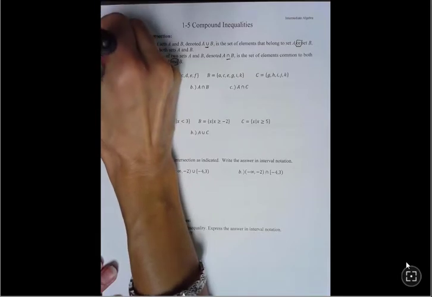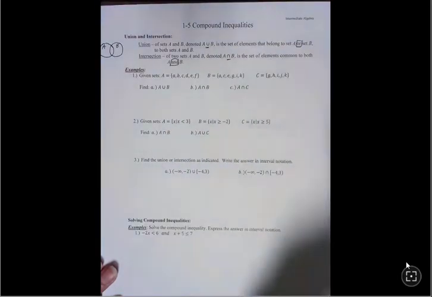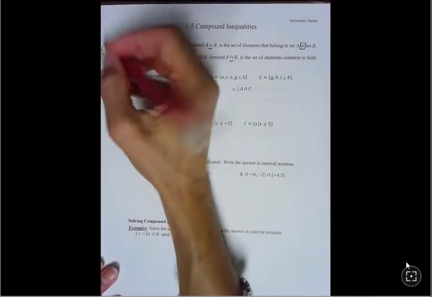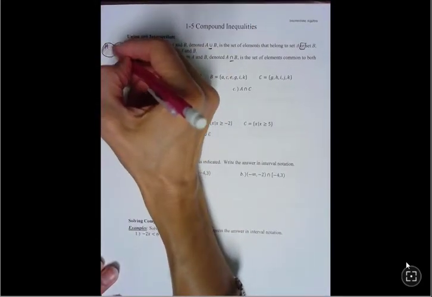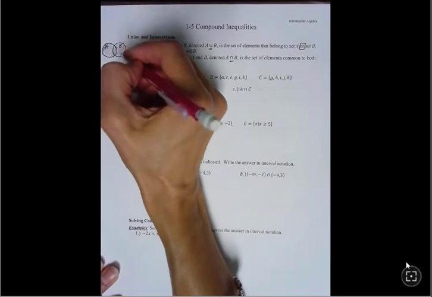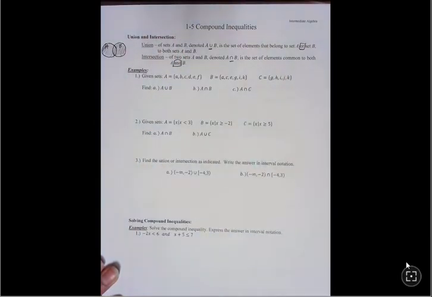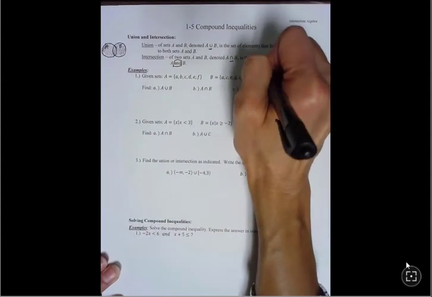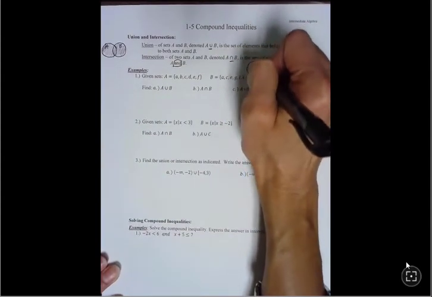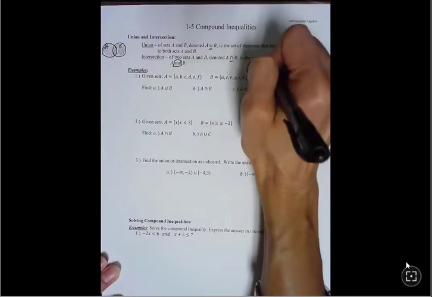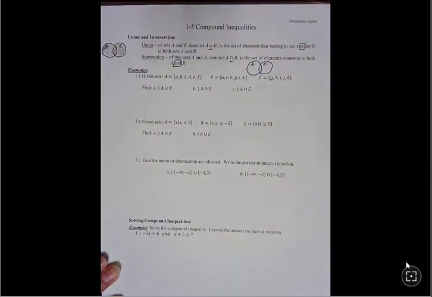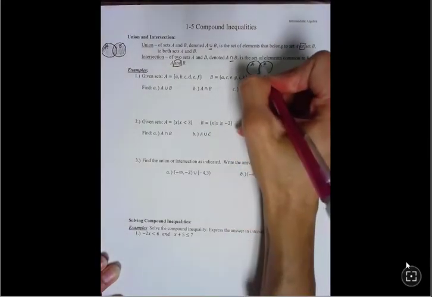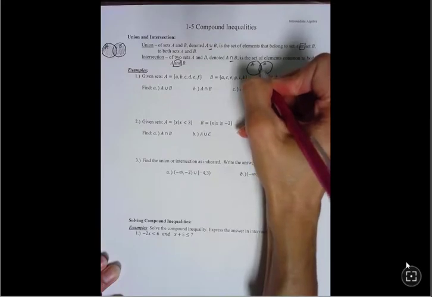if this is our set A and this is set B, the union would be all of this shaded. That would be the union of the sets. Whereas for intersection, you would have set A, set B, and the intersection, or the and, would be the overlap, this piece that they have in common.